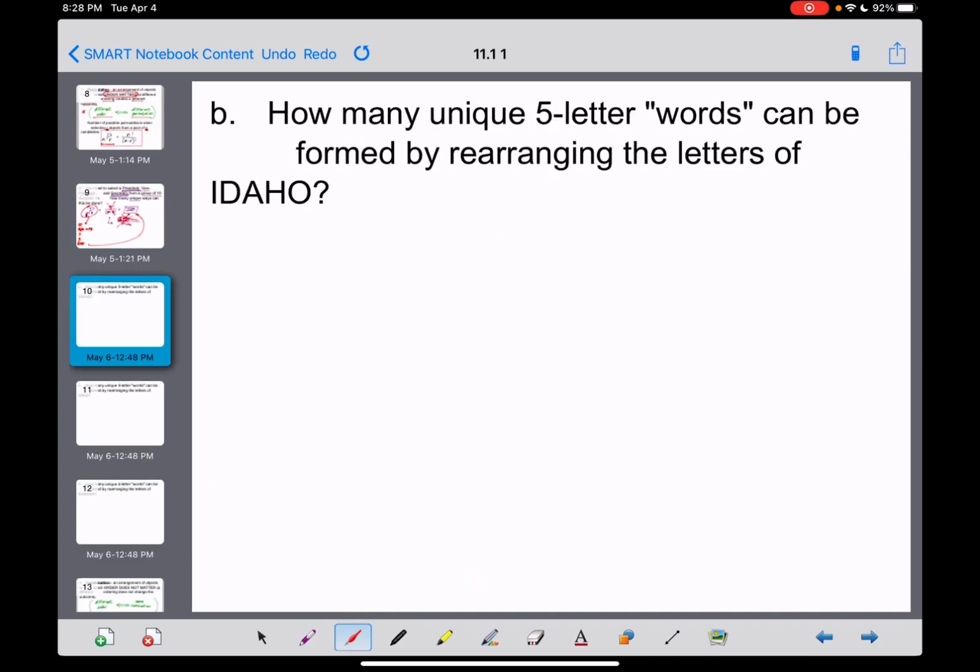Here's another one. Let's do some spelling. How many unique 5-letter words, and I put words in quotes here, guys, because they're not really going to be words, can be formed by rearranging the letters of the word Idaho? Okay, well, Idaho, those of you who are good at spelling, 1, 2, 3, 4, 5, has 5 letters right here. And out of the 5 letters in Idaho, the I, D, A, H, and O, we're going to select all 5 of them in order to make a new word.